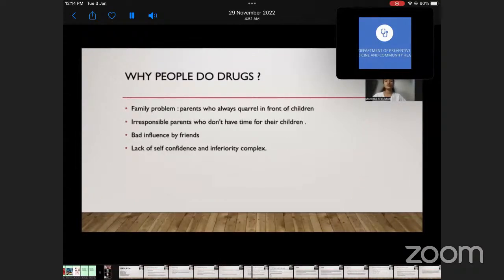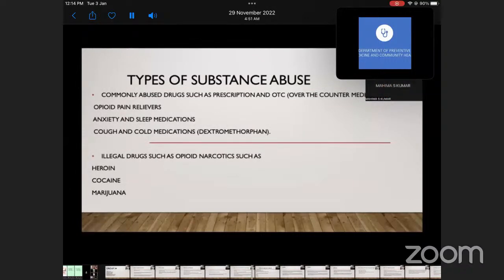Why do people do drugs? Family problems, parents who always quarrel in front of children, irresponsible parents who don't have time for their children, bad influence by friends, lack of self-confidence, and inferiority complex. Types of substance abuse.